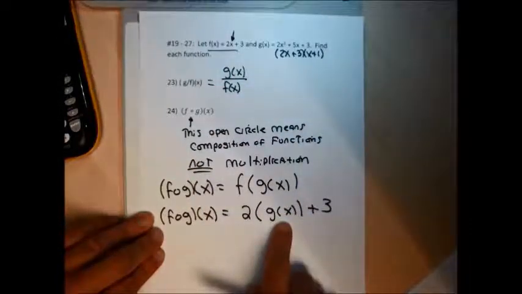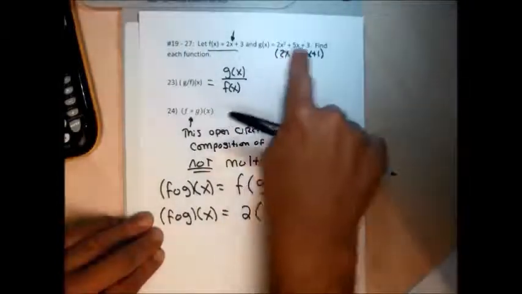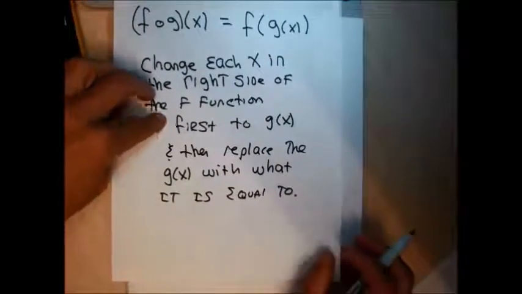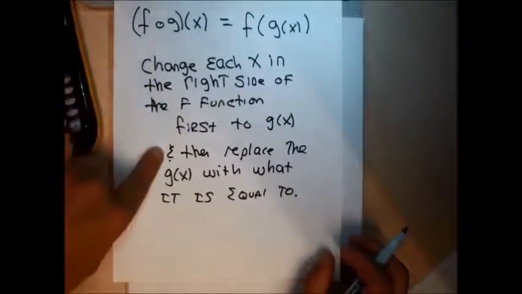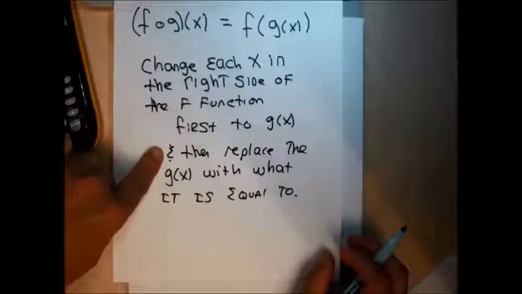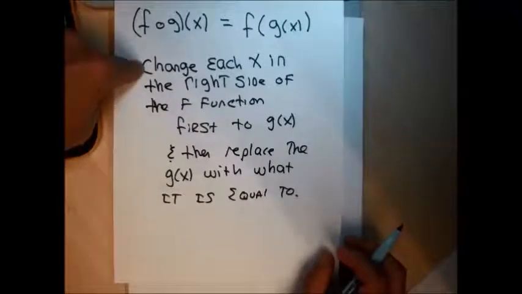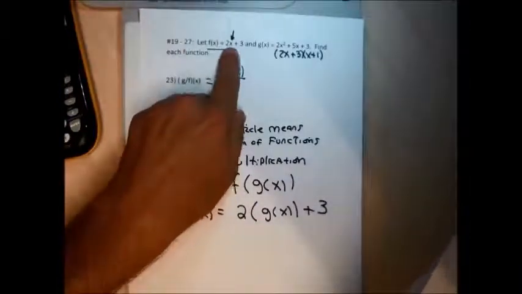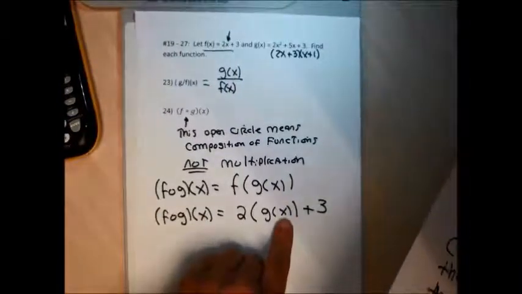But g of x isn't the best notation because I have something that's better than g of x that I can use. And that's kind of what I said. So I first change each x in the right side of the f function to g of x. I took that x and I changed it to g of x. That's what I did first.